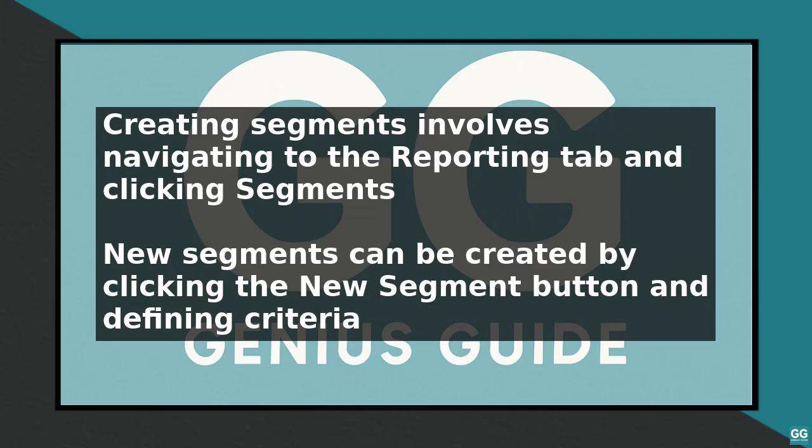When creating a segment, you will need to define the criteria that will be used to include or exclude users. For example, you can create a segment for users who have made a purchase, or for users who have visited a specific page on your website. You can also use demographic criteria, such as age, location, or language.